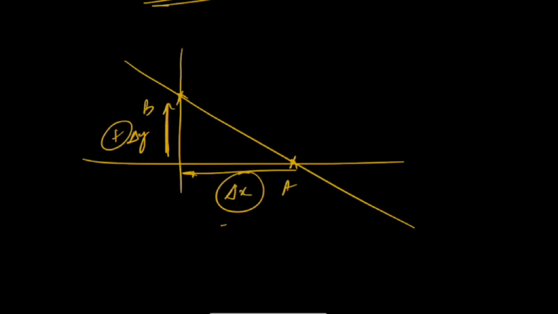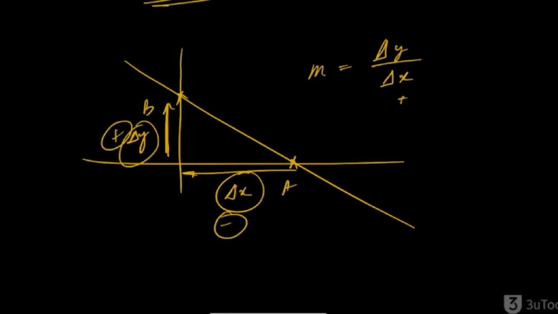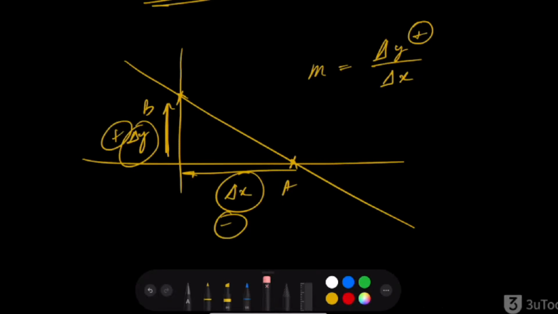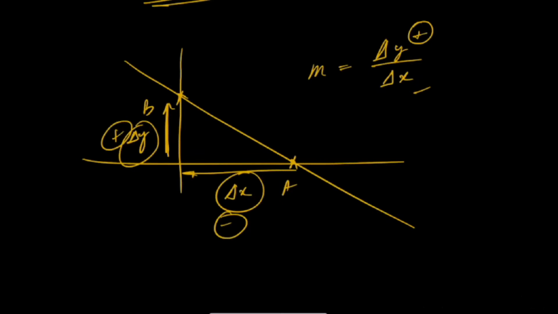Clear? Next. Whenever you have a line like this, so you start at one point and you move to a second point, from point A to point B. What is happening? Change in y, delta y, is positive. Change in x, when you come from A to B, is negative. So what is slope? Delta y by delta x. This was positive and this was negative. What is positive by negative? Negative. Therefore slope is also negative here.